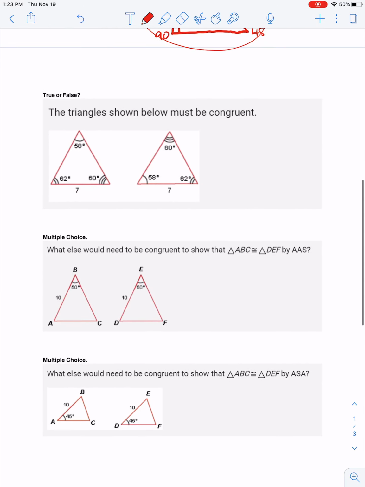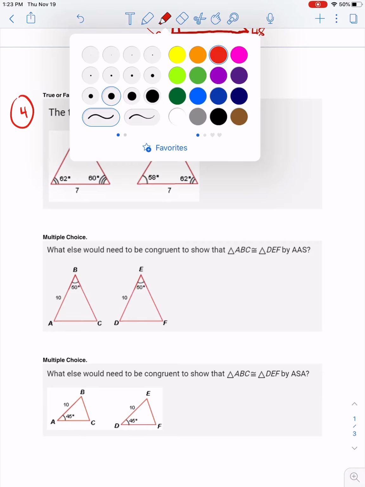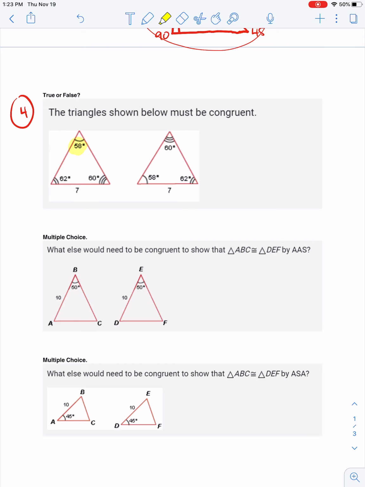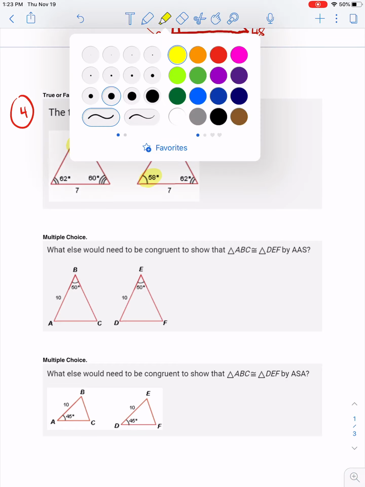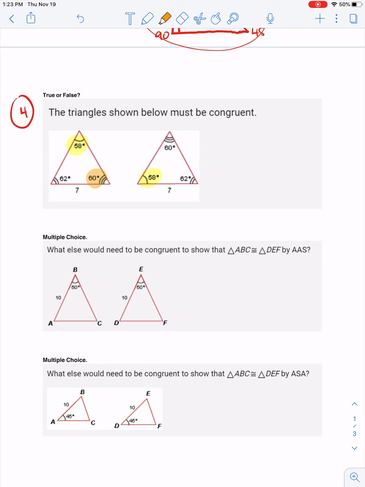Okay, next one. So we're here on number 4. True or false, the triangles shown below must be congruent. Okay, so we're going to check the same thing. I just like to go through all of it. So 58 degrees and 58 degrees. I've got 60 and 60, and this is why I like to do the highlighting, 62 and 62. So far, all the angle measures match up, so they might be congruent, and then I want to look at my sides. So right here, 7 is in between the 62 and the 60. On this one, 7 is in between the 58 and the 62. So those do not match up.